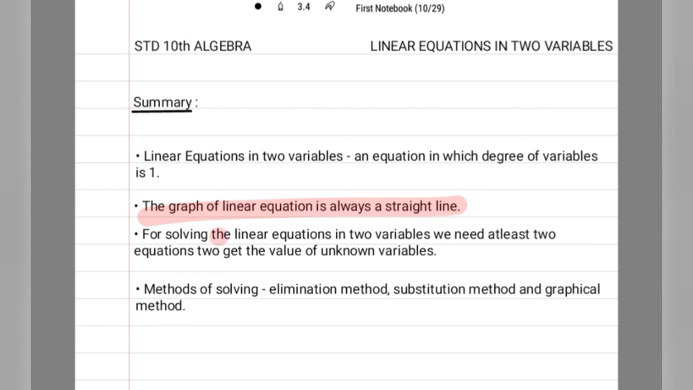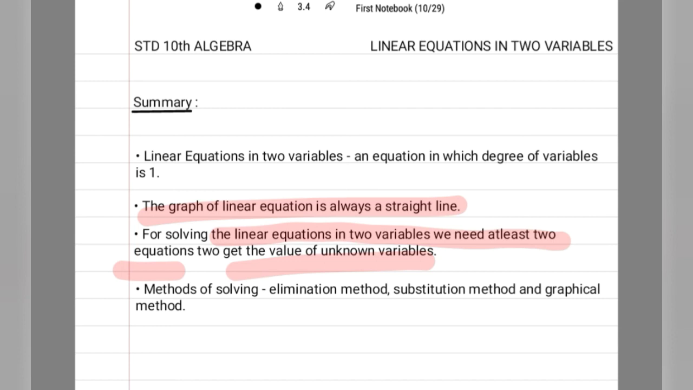Also, for solving linear equations in two variables, we need at least two equations to get the value of the unknown variables. Now why this? I have explained this. As we have two unknown things, we need two equations so that we can find the value of these unknown variables. And the last thing which we learned is the methods of solving, that is the elimination method, substitution method, and graphical method. Now there is one more method, that is Cramer's method, which I will cover in the next video.